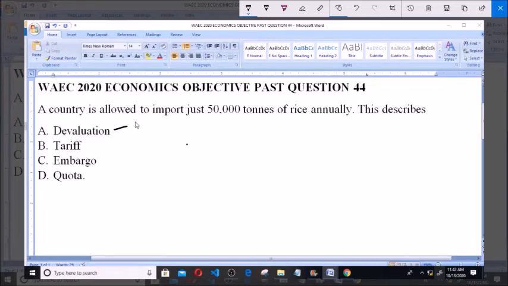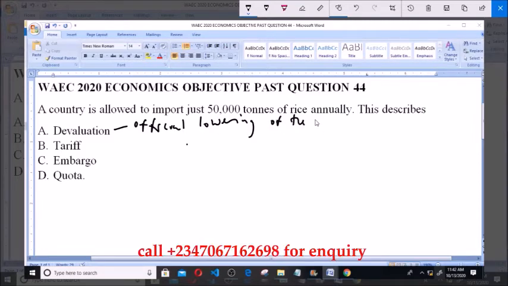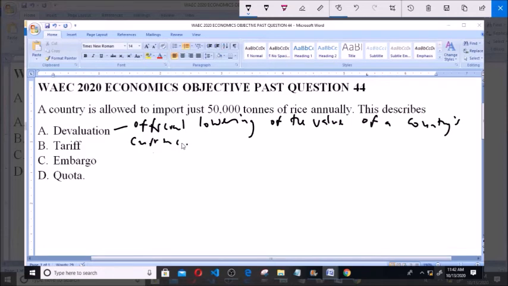Now, devaluation refers to the official lowering of the value of a country's currency within a fixed exchange rate system. So as you can see, it has nothing to do with the scenario painted in the question. So A, devaluation, is not the answer to the question.